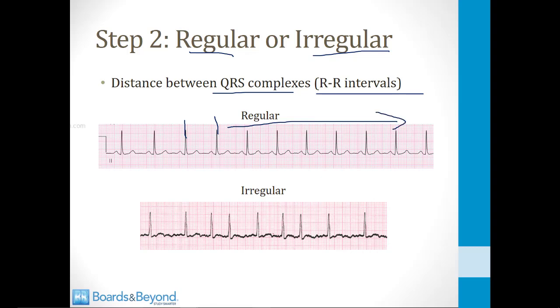At the bottom of the screen is an irregular rhythm. This is a patient with atrial fibrillation, and you can see that we have some QRS complexes that are far apart, like these two here, others that are very close together, like these two here, and then even others that are somewhere in the middle. So this is an irregular rhythm. The QRS complexes are not occurring at regular intervals, and that is the second step towards making a diagnosis of what you're looking at in an ECG.